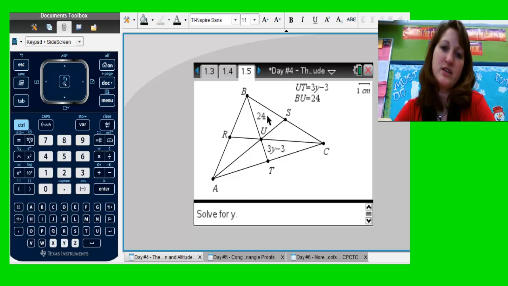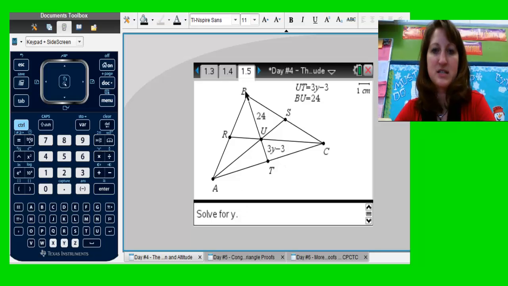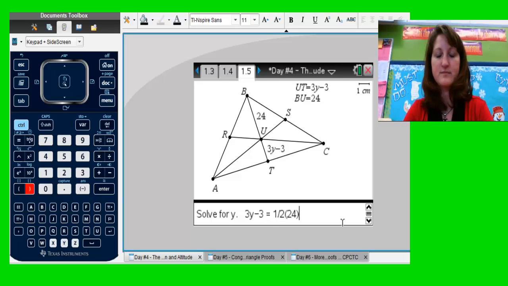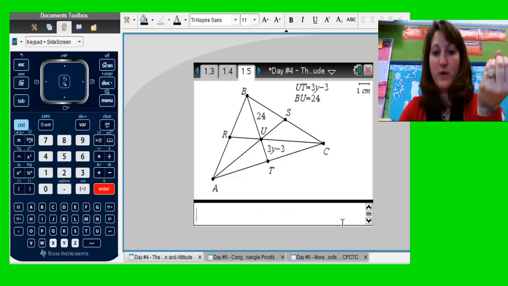So if you look on the picture, it tells us that the length of UT, so this piece here, is 3y minus 3, and then BU is 24. Now, we know, again, that the short piece is half of the long piece. So the short piece is 3y minus 3, and we know that that is half of the long piece, which is 24. So really what we're doing here is trying to solve for y.